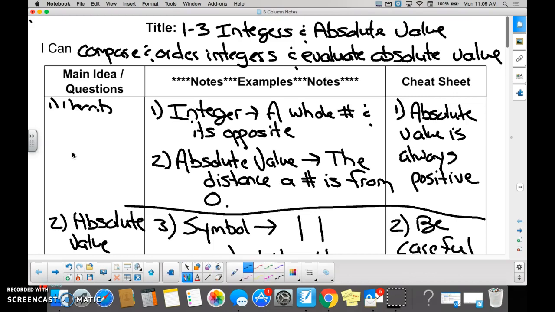Okay? Vocab. You do need to know what an integer is. An integer is a whole number and its opposite. A whole number. Can negative numbers be whole numbers? Can negative numbers be wholes? No, they can't be wholes. So be careful on your explanation, because a lot of people will say an integer is a positive and a negative whole number. There's no such thing as a negative whole number.